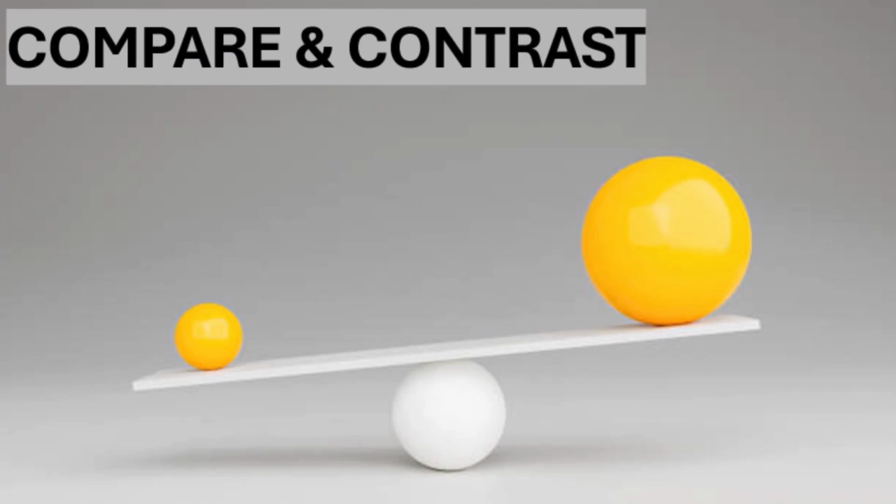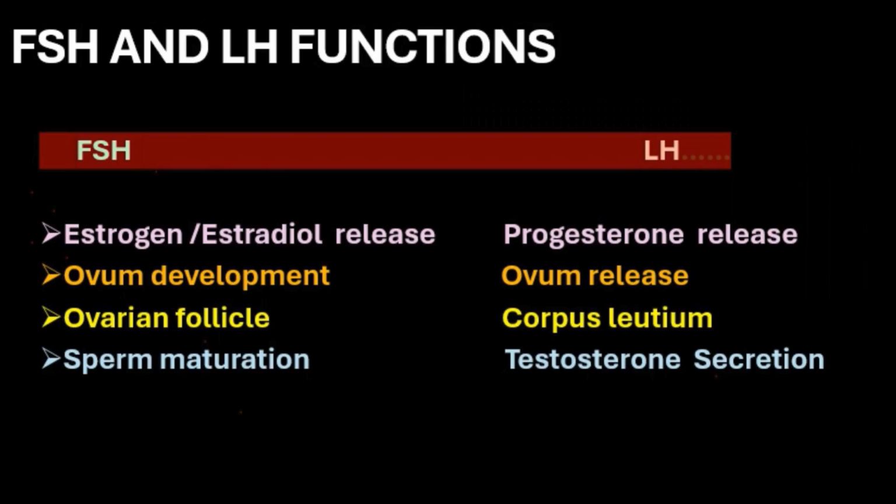The first one is compare and contrast. This is one of the effective techniques. Let us see the technique through the important topics in nursing. FSH and LH functions. Here we can study this separately as functions of FSH and functions of LH, but that will not connect you much compared to this method.